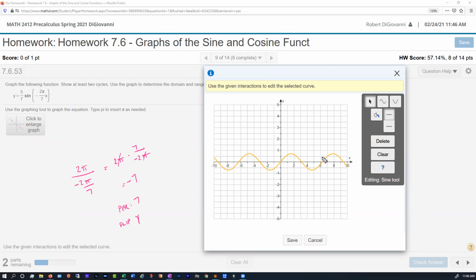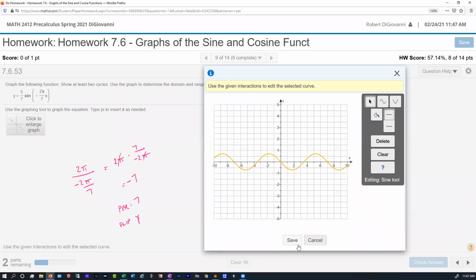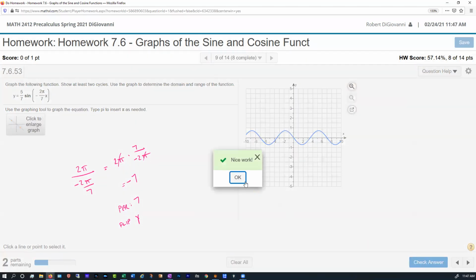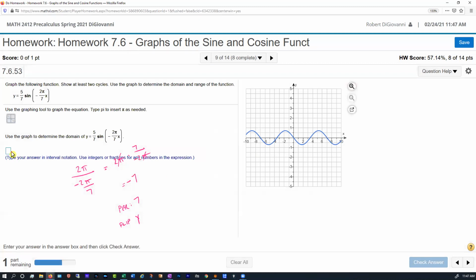Let me get back to this. Okay, so period is 7. And this thing did not move up or down, but we did get reflected over the y-axis. Okay, that looks like it's right. Period was 7 now with the reflection. Save that, check that. Okay, good. Now, continue. Okay, domain should be everything.